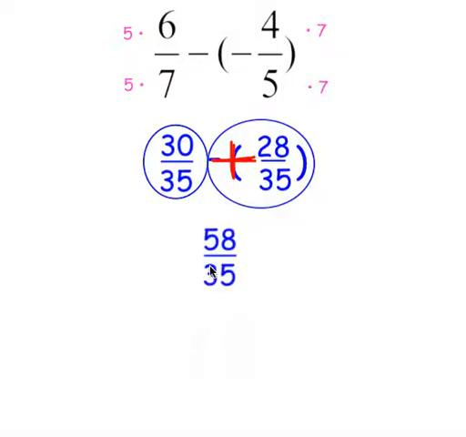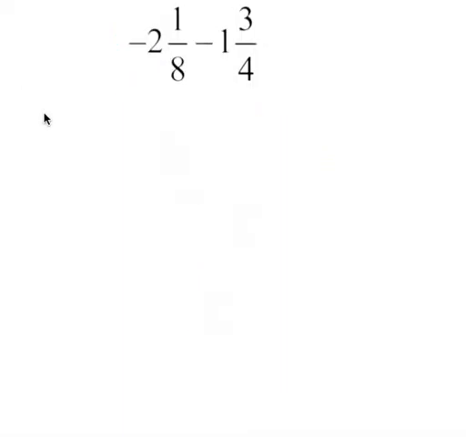I get 58/35. Now that's an improper fraction, so I have to ask myself how many times does 35 go into 58? Goes in one time with 23 left over out of 35. Right. Now what happens when we get mixed numbers?